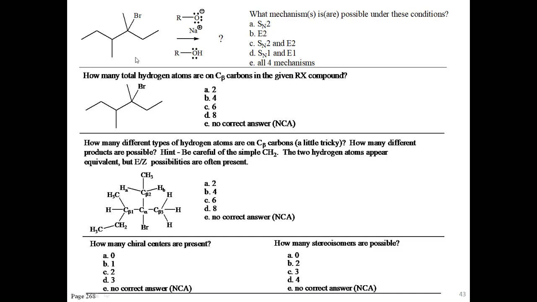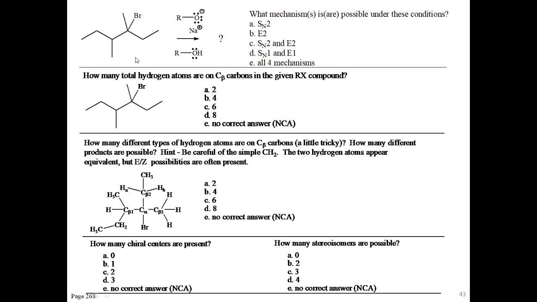How many chiral centers are present? If we come back up here and look at this, I have 4 different groups here, so that's a chiral center. I have 4 different groups here, that's a chiral center, and that's it. There are 2 chiral centers. And if I have 2 chiral centers, then how many stereoisomers are possible? That would be 2 to the 2, so there would be 4 possible stereoisomers.